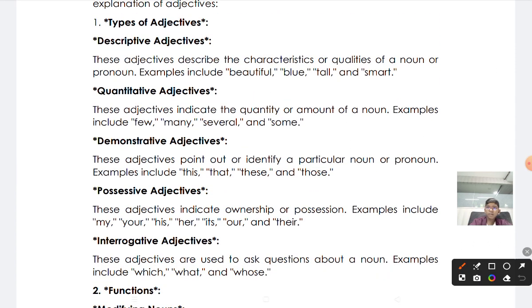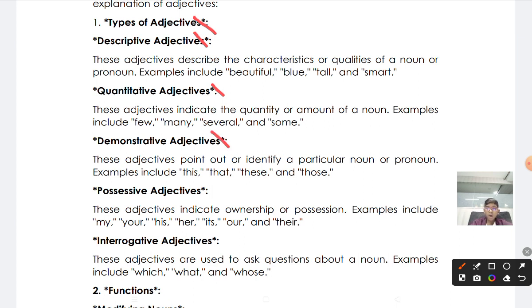So, firstly, we'll look at the types of adjectives. Descriptive adjectives is the first one. These adjectives describe the characteristics or qualities of a noun or pronoun. Examples include beautiful, blue, tall, and smart. So next comes the quantitative adjectives. These adjectives indicate the quantity or amount of a noun. Examples include few, many, several, and some.